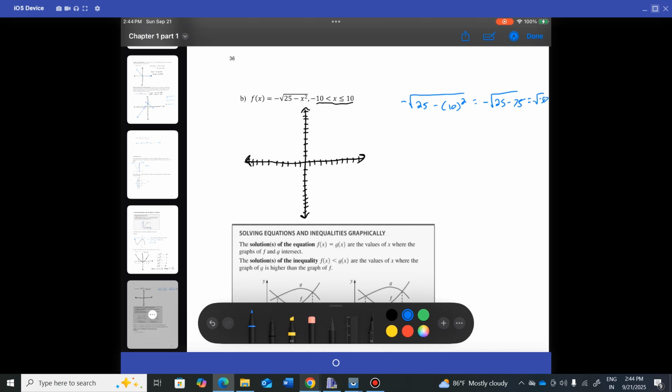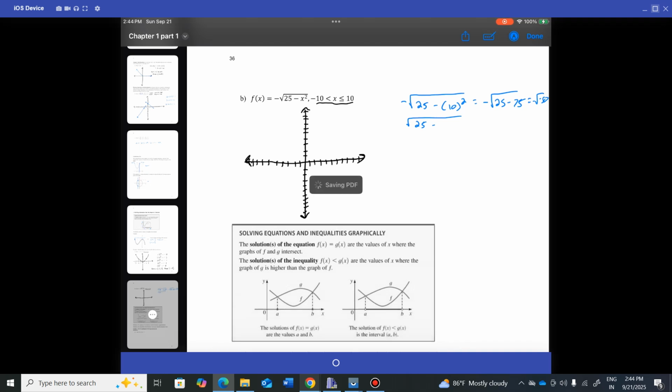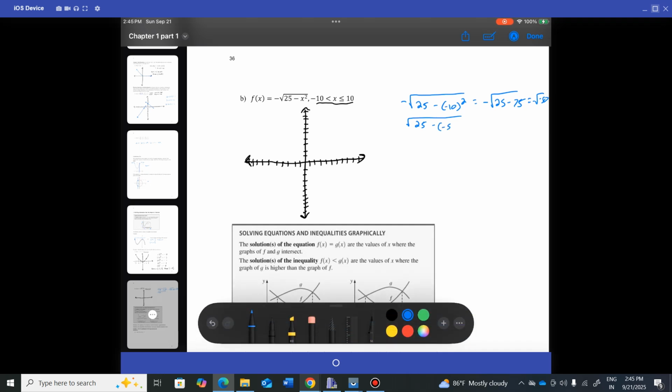All right, so let's go in more. Let's do -5. I meant -10, but 10 looks the same. So -5. We get negative 25 minus 25, which is negative square root 0, which is 0. So -5, 1, 2, 3, 4, 5, you're at 0. Okay.